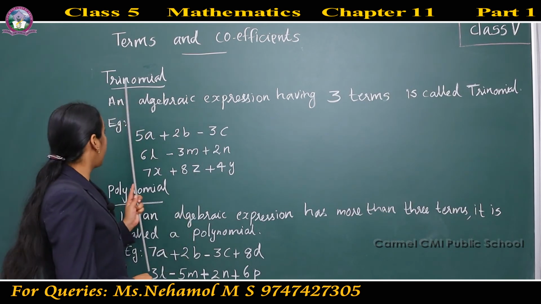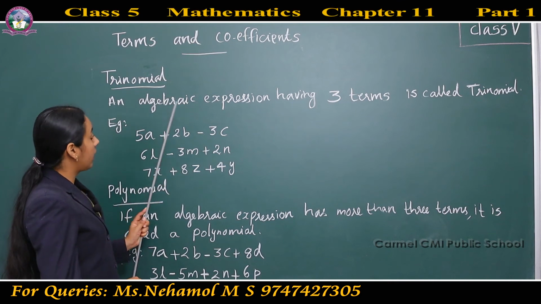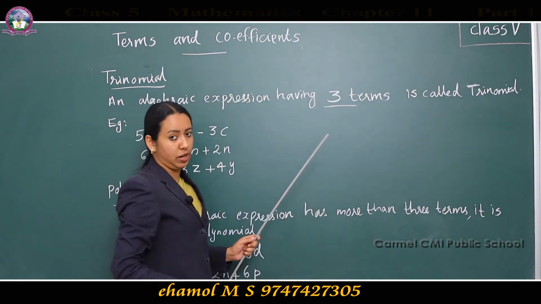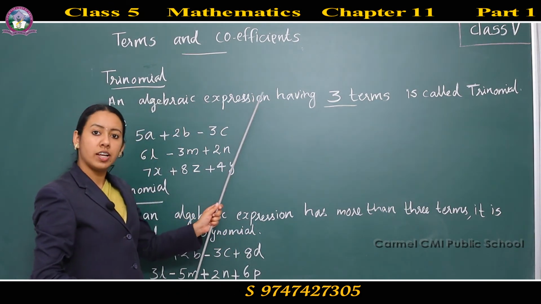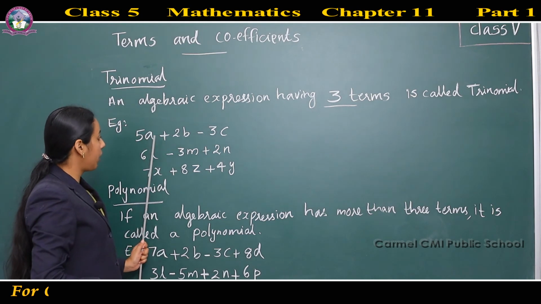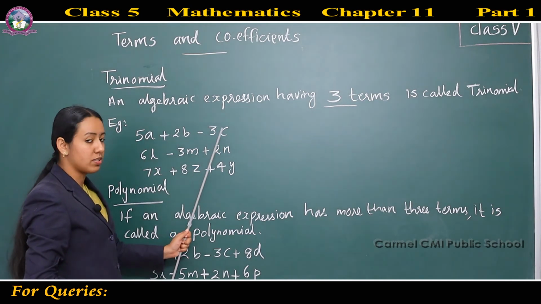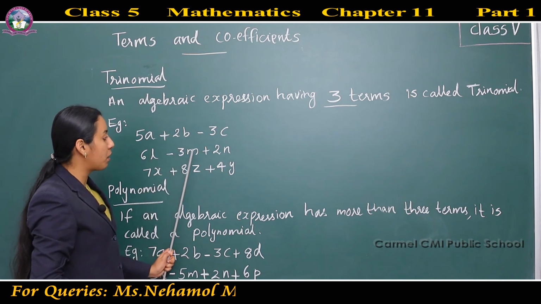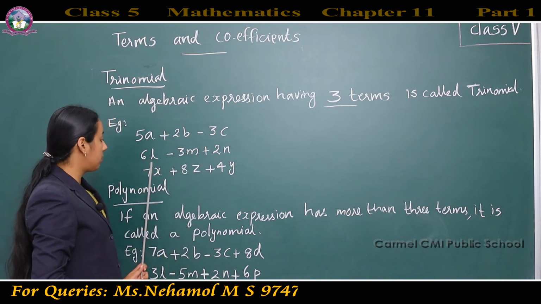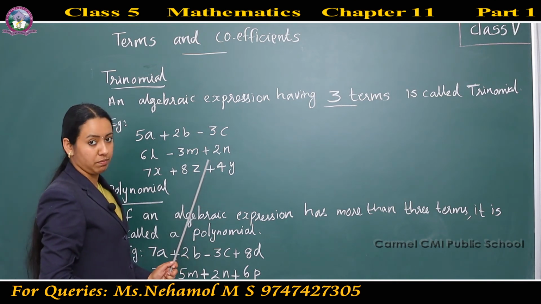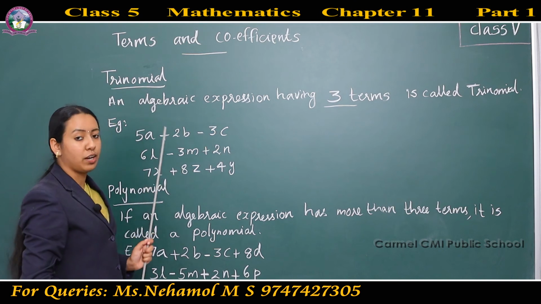Next one, trinomial. An algebraic expression having 3 terms is called trinomial. Examples, 5a plus 2b minus 3c. Then second one, 6l minus 3m plus 2n. Third one, 7x plus 8z plus 4y. These are examples of trinomial.